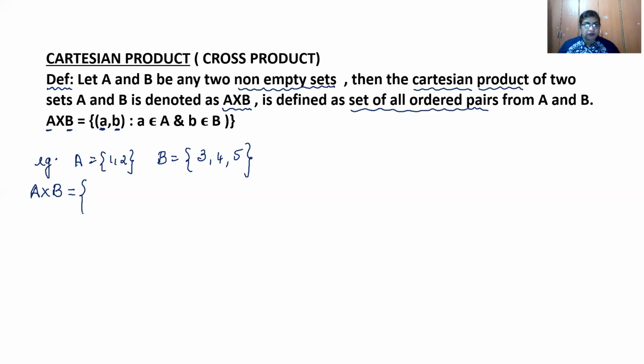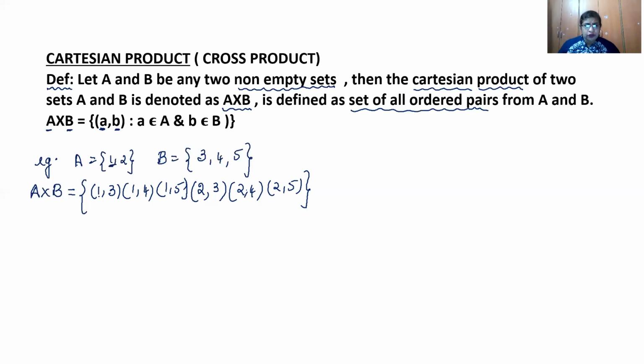So how do I write the ordered pairs now? It is the set of all. First let me fix 1 and pair it with all the elements of B: (1, 3), (1, 4) and (1, 5). I have taken 1 from the first set and paired it with all the elements in the second set. Similarly for the other element 2: (2, 3), (2, 4) and (2, 5). I have completed all the elements from the first set. So this is my answer. Hope the idea is clear.